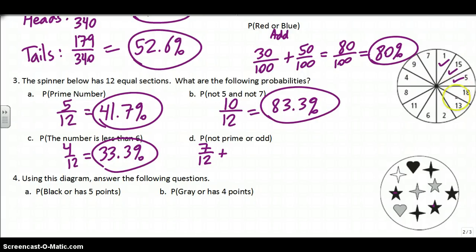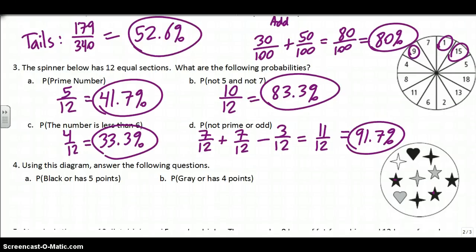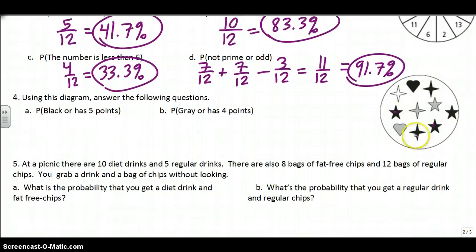1, 2, 3, 4, 5, 6, 7. But you have to subtract out the overlap. Any numbers that are not prime and they're odd, well, that would be 1. It's not prime, but it is odd. 15 is odd, but not prime. And I think there was one more. 9 is odd and not prime, so that would be minus 3 out of 12. So you get 11 out of 12 when you just add the tops, which is 91.7%. So far, so good. Number 4 uses this nice little platter of shapes over here, of hearts, stars, and such.